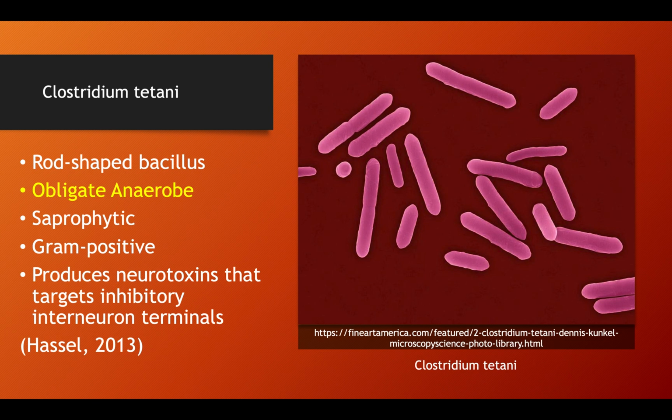Next, we'll talk about the general structure and the characteristics of Clostridium tetani, the bacteria which causes tetanus. Clostridium tetani is a rod-shaped bacillus, obligate anaerobe, saprophytic, and gram-positive. Since it's an obligate anaerobe, it cannot thrive in an aerobic environment. This is due to a lack of enzymes, which neutralize hydrogen peroxide.